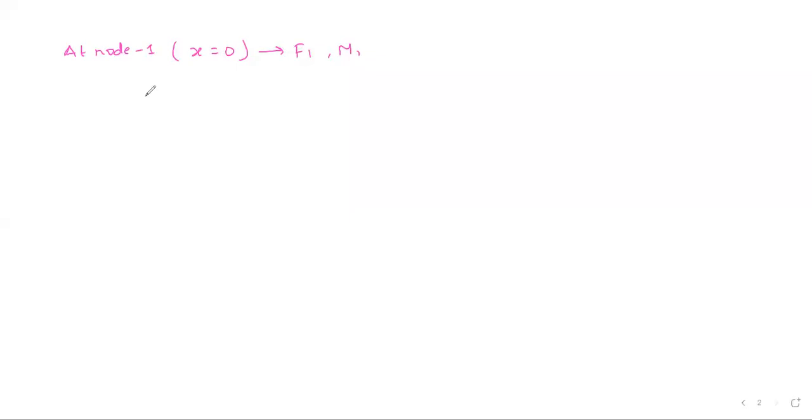So F1 is nothing but EI d cubed v upon dx cube. Already I have taken this relation from strength of materials, already we have discussed this. F is nothing but EI d cubed v upon dx cube, that is shear force is equal to EI d cubed v upon dx cube. Now we can rewrite it as minus Wx plus C1 at x is equal to 0.